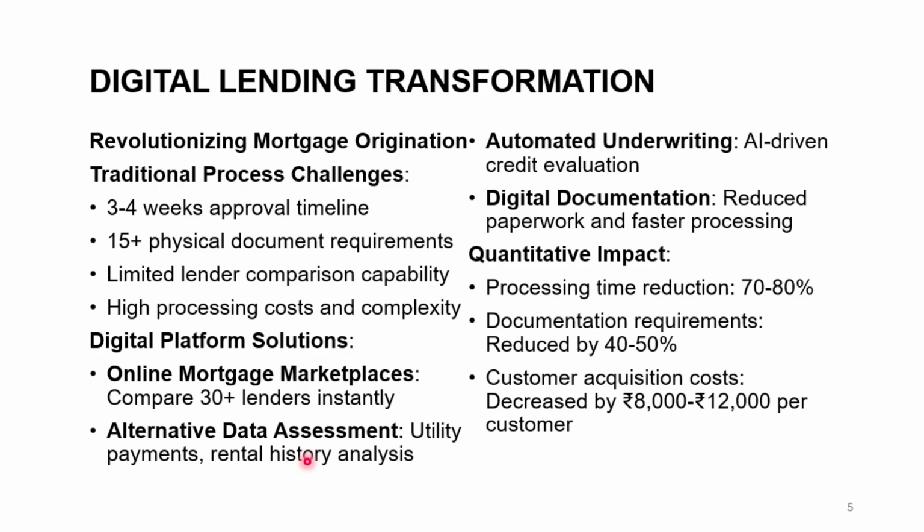So creating true price competition very quickly. And then automated underwriting, using AI driven evaluation of applications. AI can help you process applications very fast and often more accurately than human underwriting. Then digital documentation reduces the paperwork requirements. So that is there. And then processing speed is very fast in these types of automated solutions.